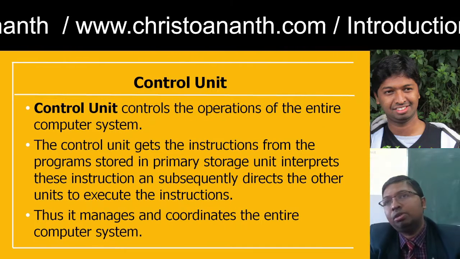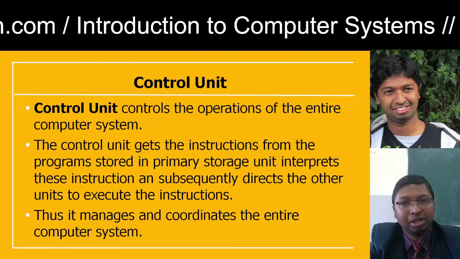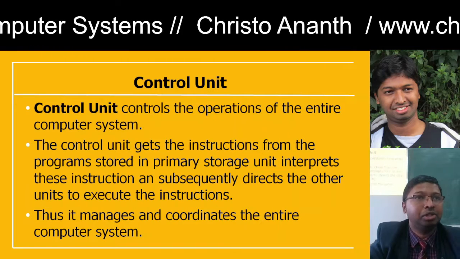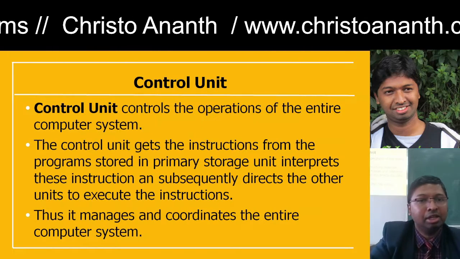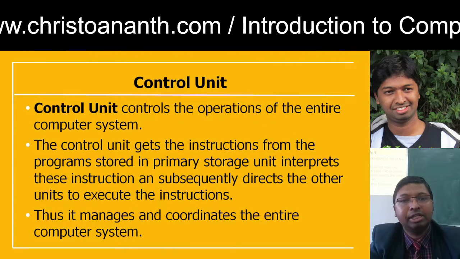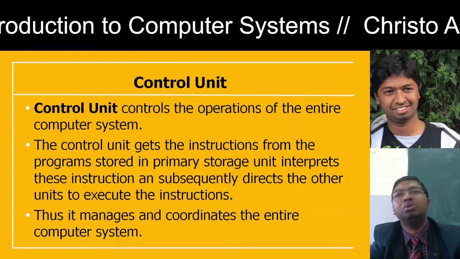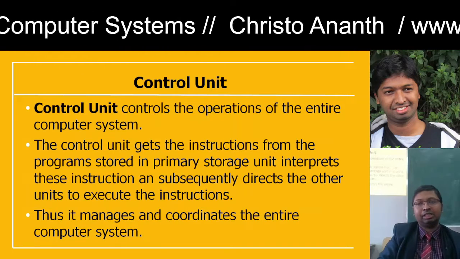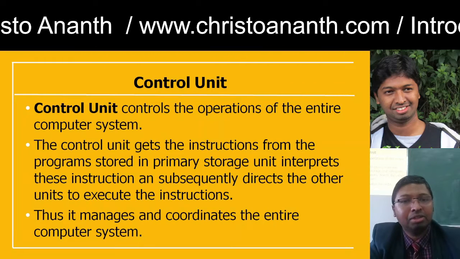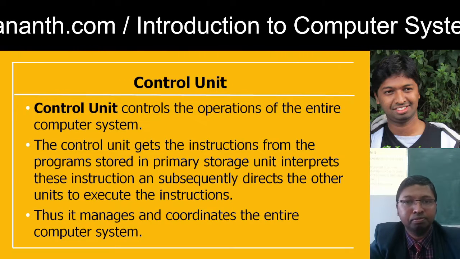What is the work of the control unit? As the name implies, it is going to control the operations. It is going to get the instructions from the programs stored in the primary storage unit. We have primary storage and then secondary storage. It is going to interpret the instructions, and it is going to direct the other units to execute the instructions. So it gets the instructions, tells everybody do this, and processes the instructions. It is going to manage and coordinate the entire computer system.